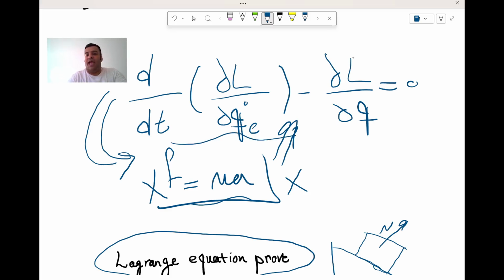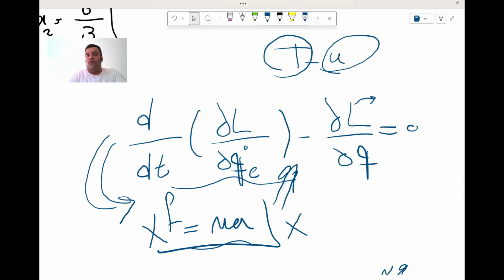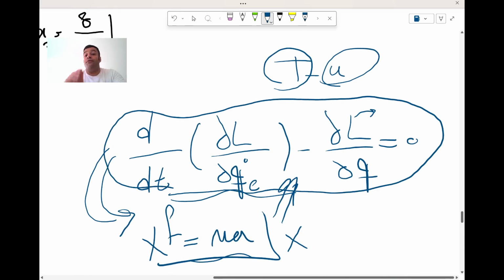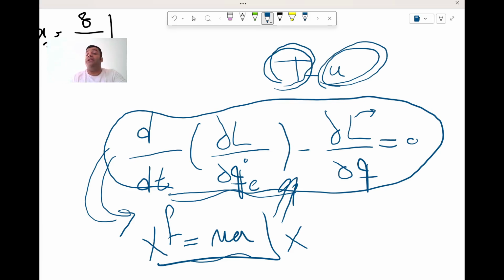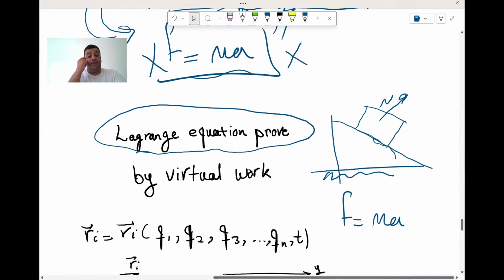But what is the L exactly? L is T minus U, kinetic energy minus potential energy. Therefore, in this top formula, we're going to prove that you don't see any force, and we just work with kinetic energy and potential energy, guys. But before we go to that, let's explain some things.